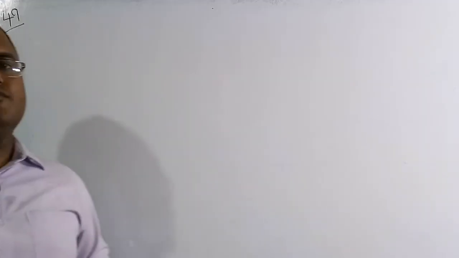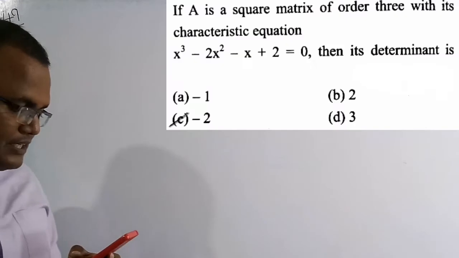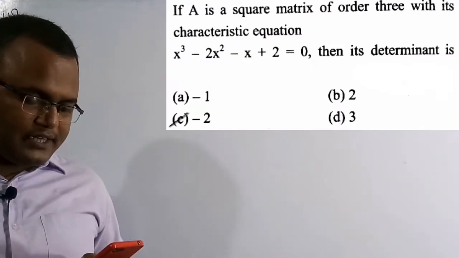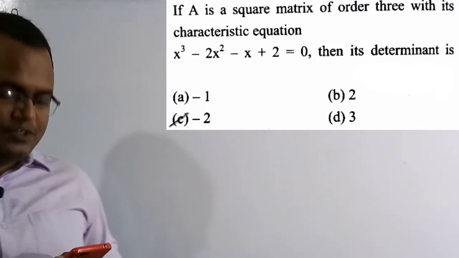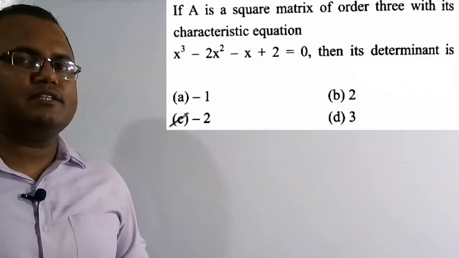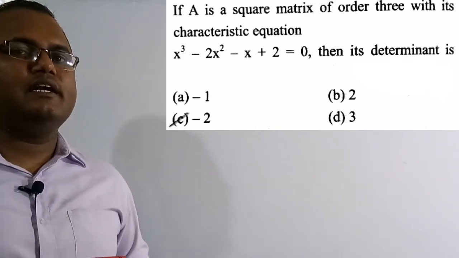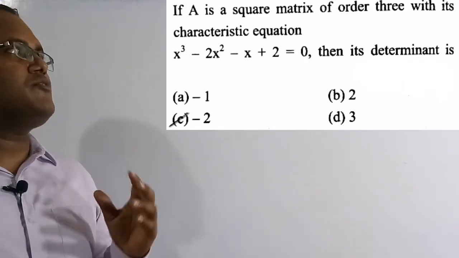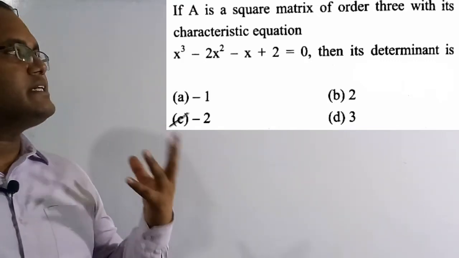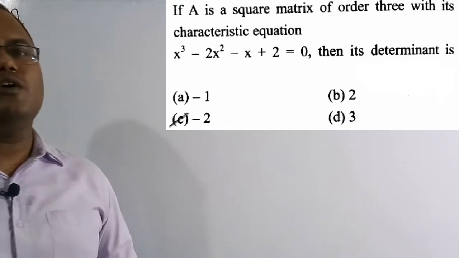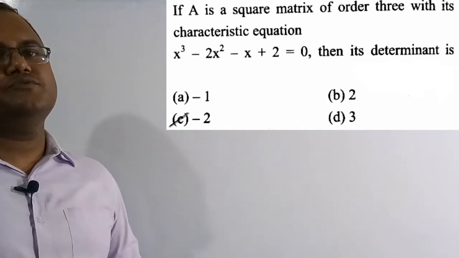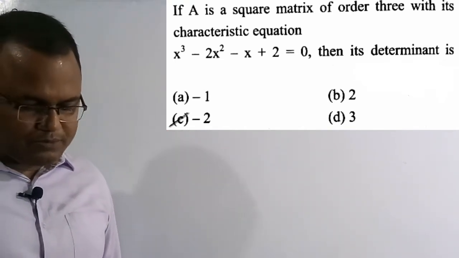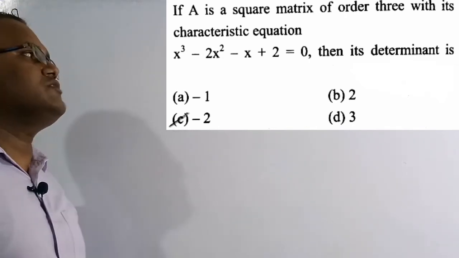Now we are going to solve the 49th question. See the question here. If A is a square matrix of order 3 with its characteristic equation x cube minus 2x square minus x plus 2 is equal to 0, then its determinant is. Basically in this question they have given a matrix of order 3 by 3 and also the characteristic equation. We have to find the determinant of this matrix. Out of these 4 options, option C, minus 2, is the correct solution of this question.